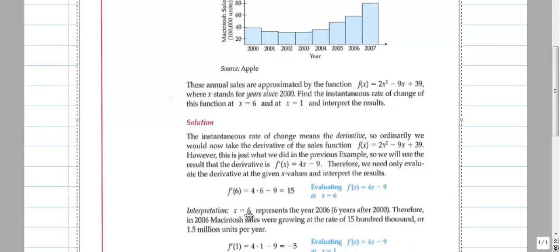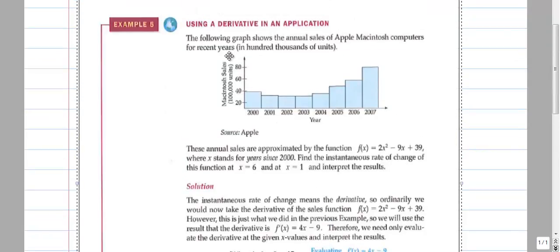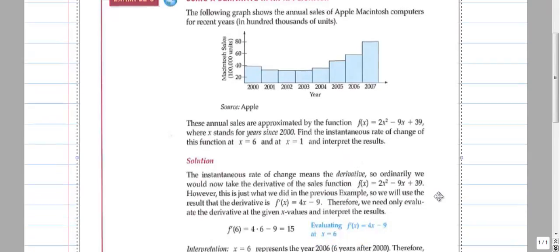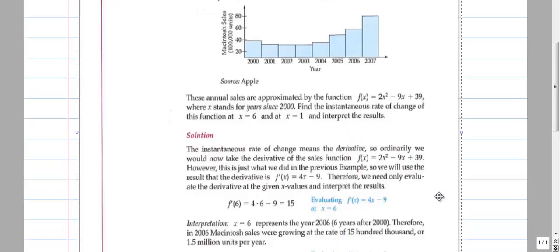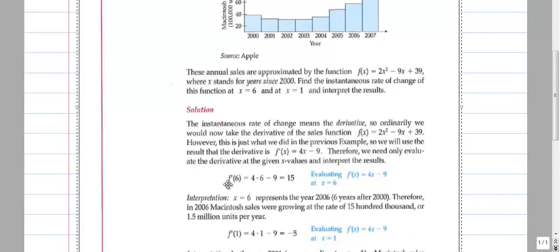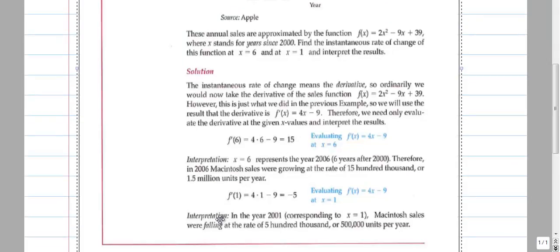So x equals 6 represents the year 2006, because here we're looking at recent years, years since 2000. So when you plug 6 in, you get 15, so that represents 1.5 million units per year. So the growth rate is 1,500,000 units per year. Whereas when you plug 1 in, that represents 2001, and Mac sales were falling at a rate of 500,000 units per year. Okay.